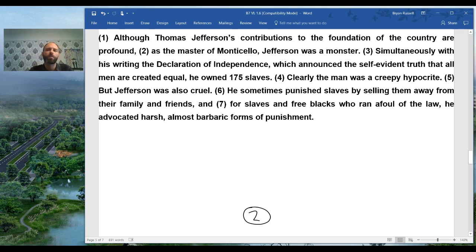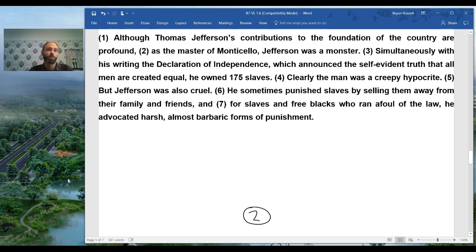Now, why should we believe he was a monster? Let's see what 3 tells us. So 3 tells us, simultaneously with his writing the Declaration of Independence, the Declaration of Independence announced the self-evident truth that all men are created equal. He also owned 175 slaves. So he wrote a document saying people shouldn't own slaves, or at least strongly implying that people shouldn't own slaves, but at the same time, he did own slaves. So he said one thing, he did another. That would be reason to believe that he's a hypocrite.